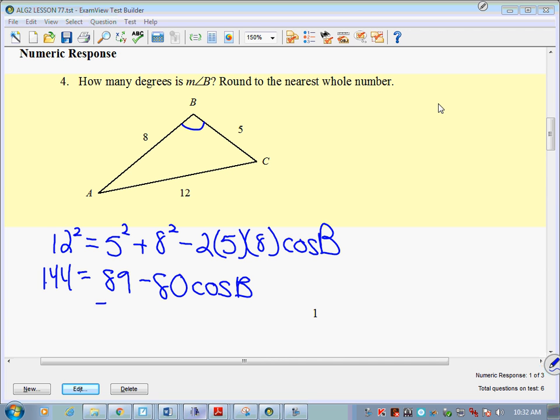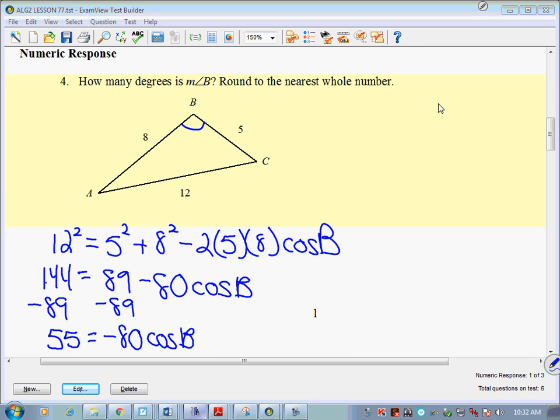Subtract 89. Subtract 89. 25 plus 64, okay, all right. I'm going to take your word for it. What's 144 minus 89? 55. All right. Make sure here. You said 55? Okay, 55. 55 equals negative 80 cosine B. Okay. Let's see, what do I want to do next?